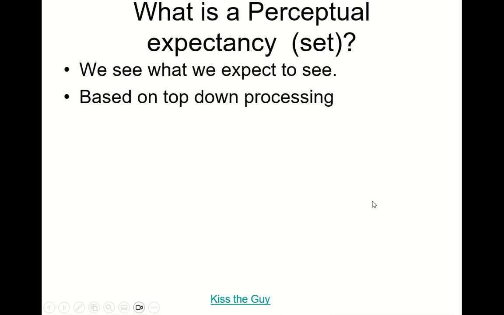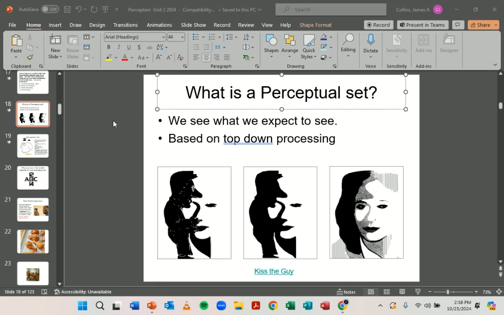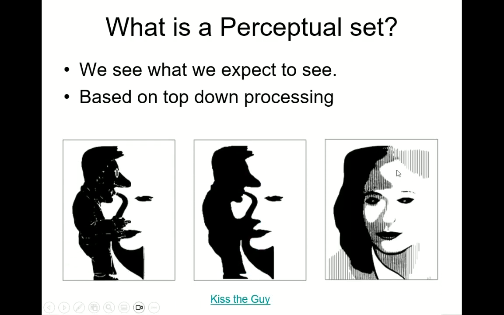Okay, write this down. What is perceptual set? It's also been called perceptual expectancy. Okay, perceptual set. And I did just change the slide so you're not tripping. Perceptual set is when you expect something and that it affects how you perceive it. So we see or we perceive what we expect to see. It's based on top-down processing.